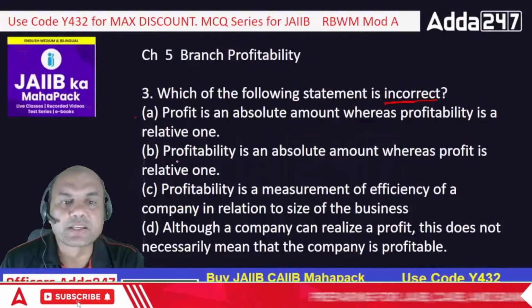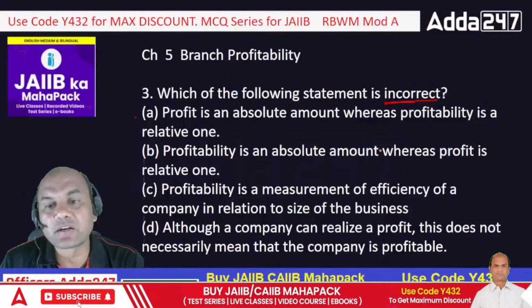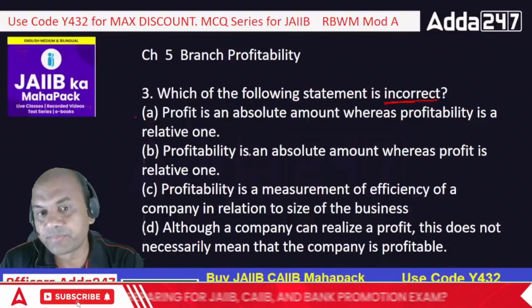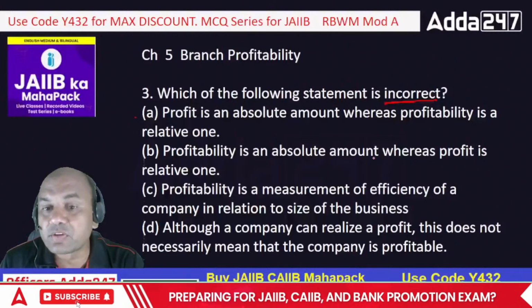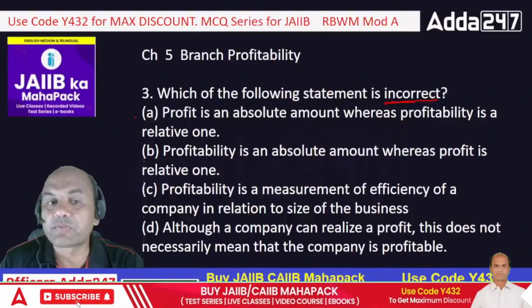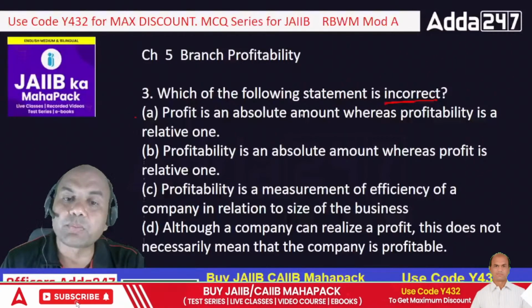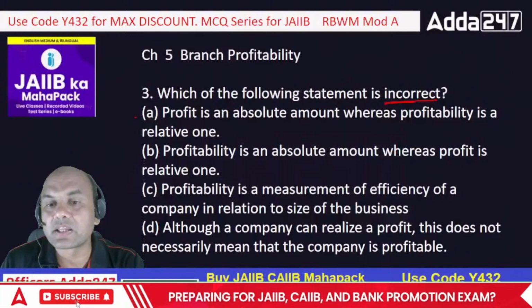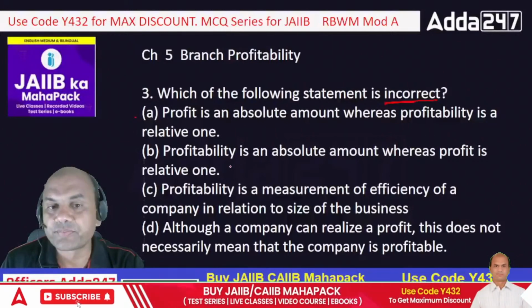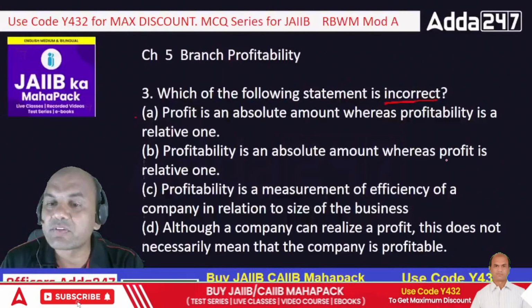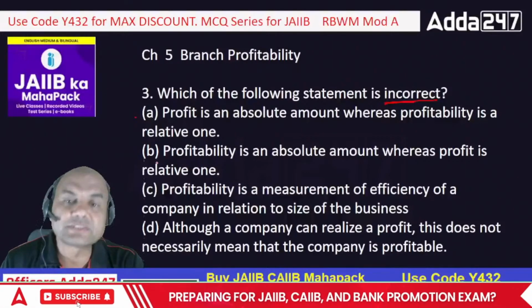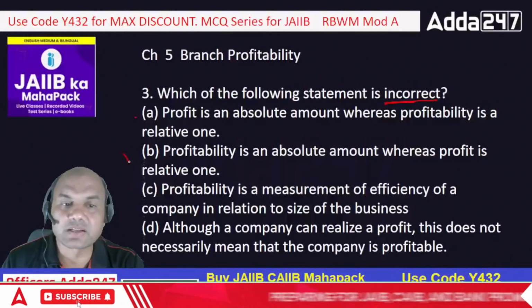Next one. Profitability is absolute amount, whereas profit is a relative one. We want the incorrect one. It's exactly the opposite of what was given in A. Profit is absolute, profitability relative. So profit can never be relative. Profit will always be a number. So B is incorrect. This is the required answer.